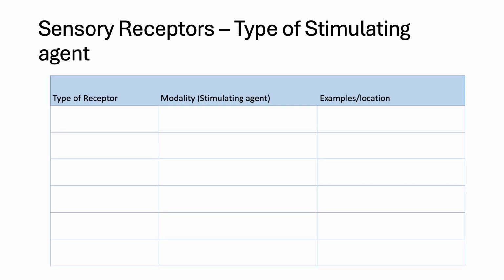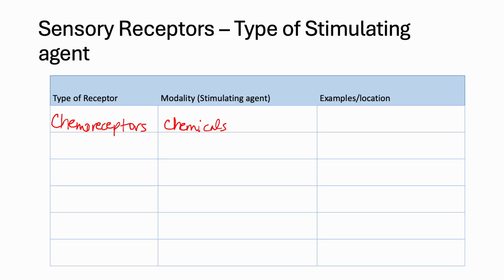And then our third category of how we can classify our receptors is the type of agent that stimulates them. I'm going to list them here and then we'll go through them. We have chemoreceptors. Actually, maybe I'll just take them one at a time. Chemoreceptors. What do you suppose is the stimulating agent or the modality of those? Yes, these are chemicals that stimulate these types of receptors. What kinds of things can we imagine would be chemical receptors?